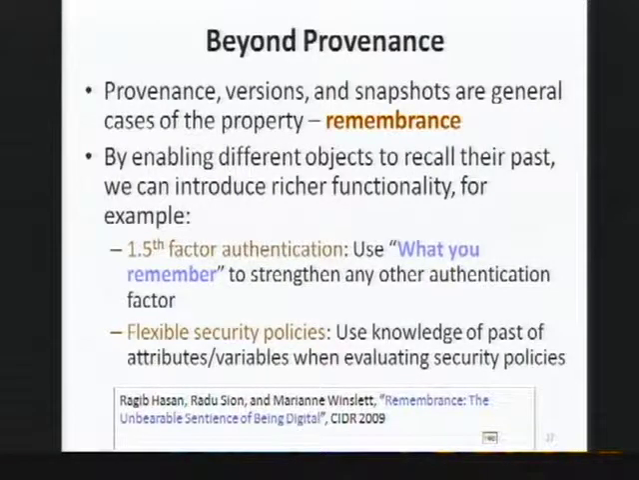You can also have flexible security policies, that is, use the knowledge of the past to check complete policy compliance. You can also check information flow and apply information flow policies based not on the current value but on the past values of the variable.